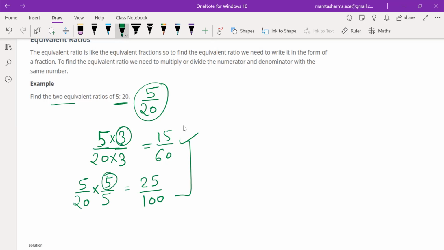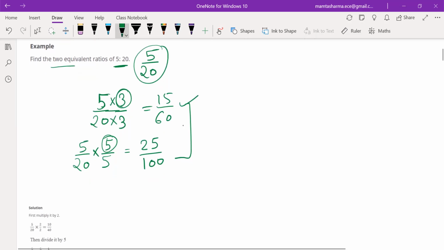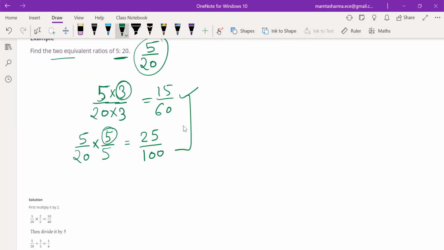Ma'am, we can write any number, right? Any number, whatever is coming to your mind, multiply both sides with that number. Ma'am, I also divided it by 5. Yes, everyone is correct. You only need to multiply both sides, numerator as well as denominator.